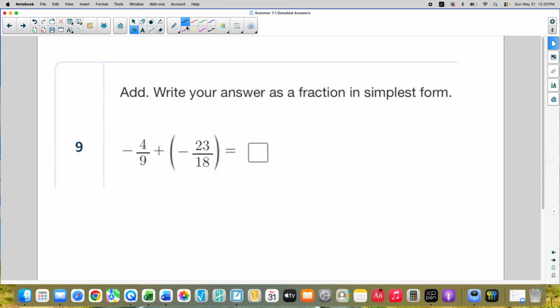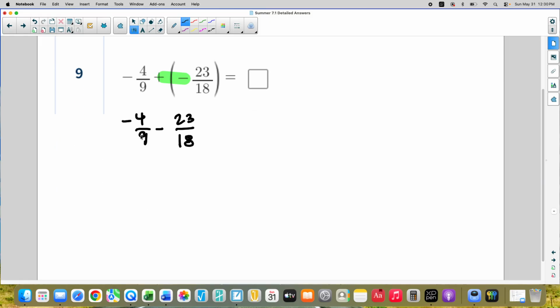We've got double signs. So we're going to rewrite it, and that gives us negative 4/9 minus 23/18. Now, important, we can't add these because they have different denominators, so we're going to take this negative 4/9 and create an equivalent fraction. We want it in 18ths. So we ask ourselves, 9 times what is 18? 2. So we're going to multiply it by 2.